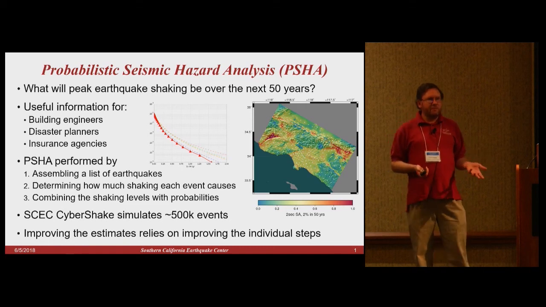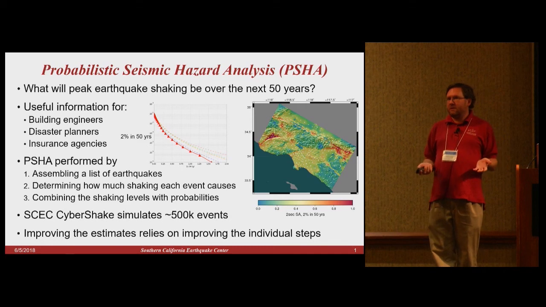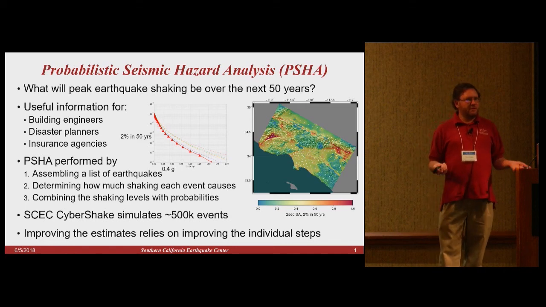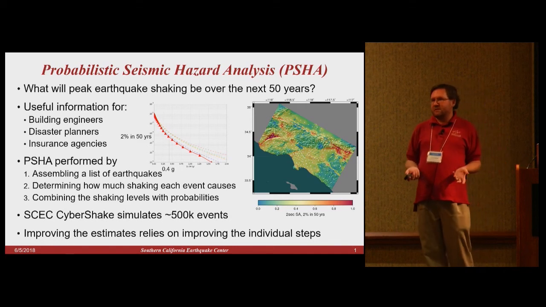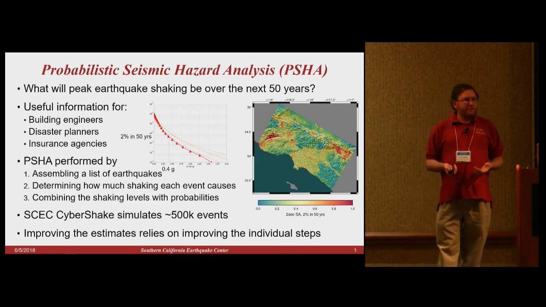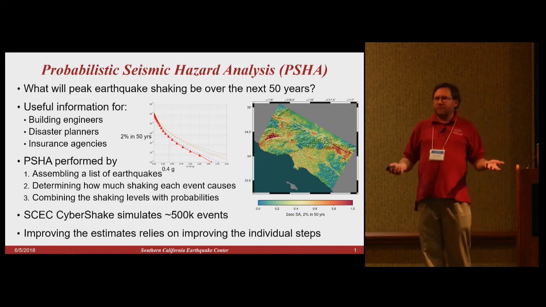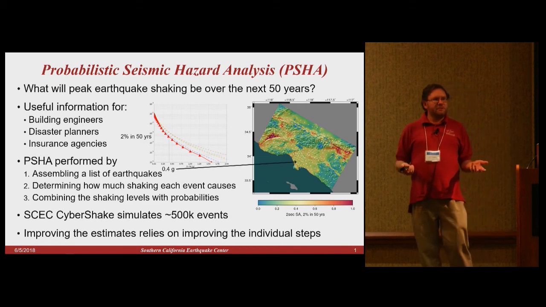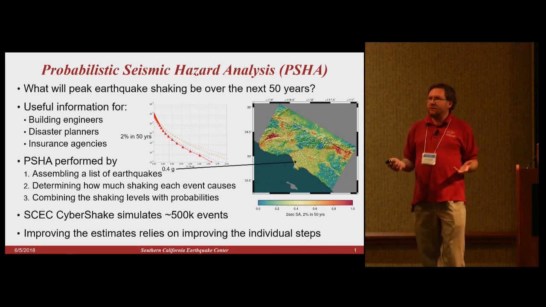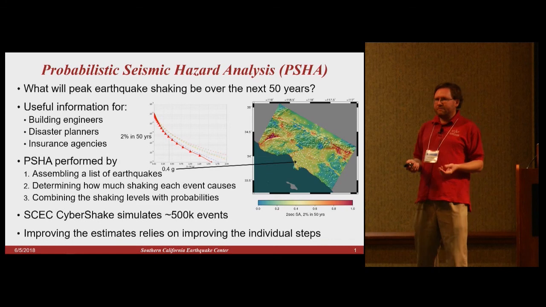If you're interested in building a building, for example, you'd go out to the 2% in 50-year level, which is a typical level that's used. You'd go down here and you'd see, okay, my building needs to withstand 0.4 g of acceleration. This is a real hazard curve for downtown Los Angeles. If you want to understand the hazard for a whole region, you can then repeat this process over and over for different locations, and then you can interpolate the results onto a hazard map. And in doing so, you can understand, for example here, the hazard for all of Southern California.